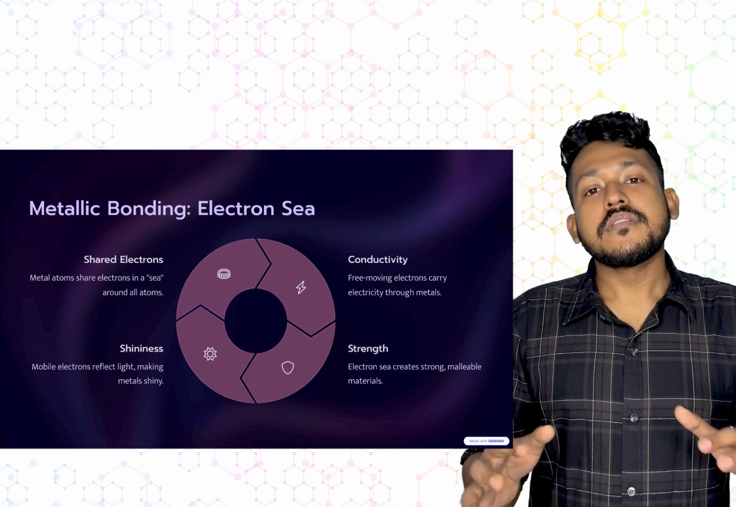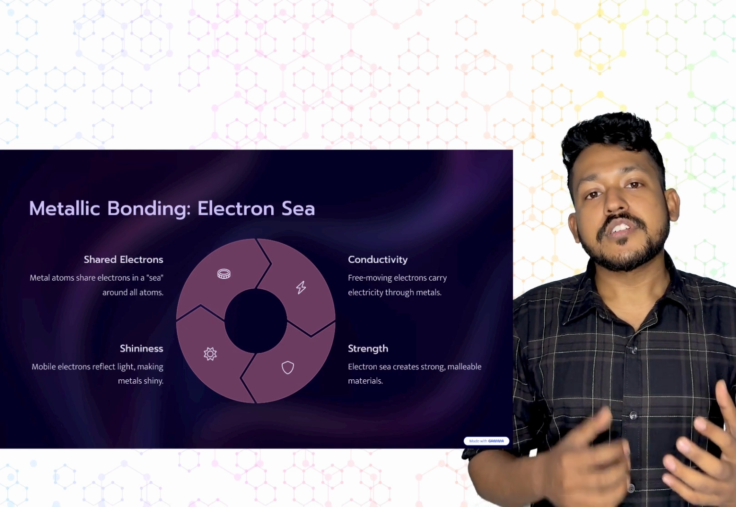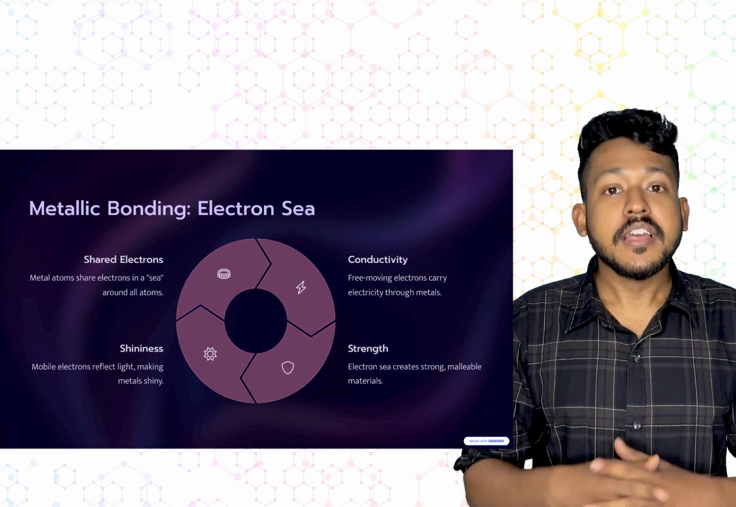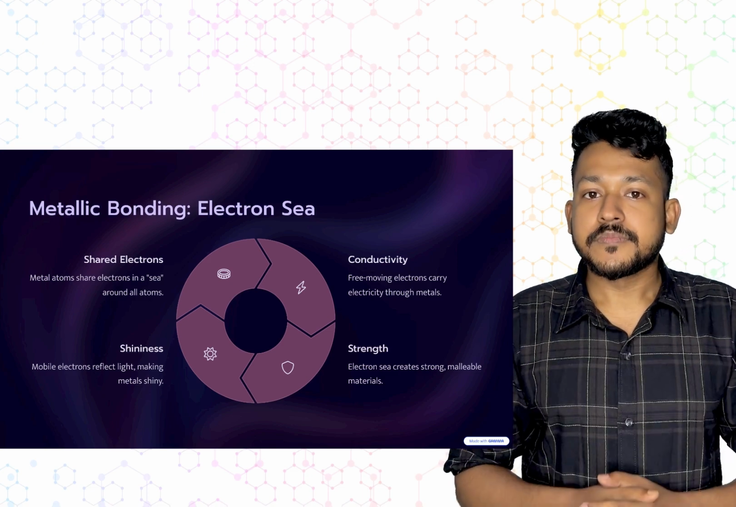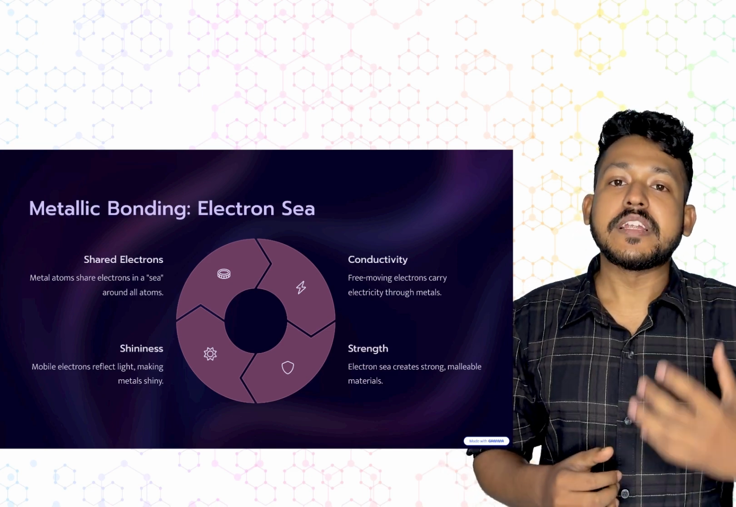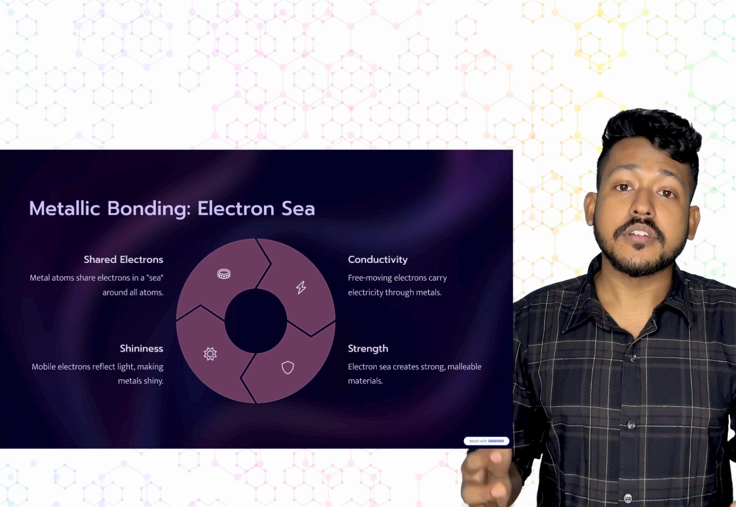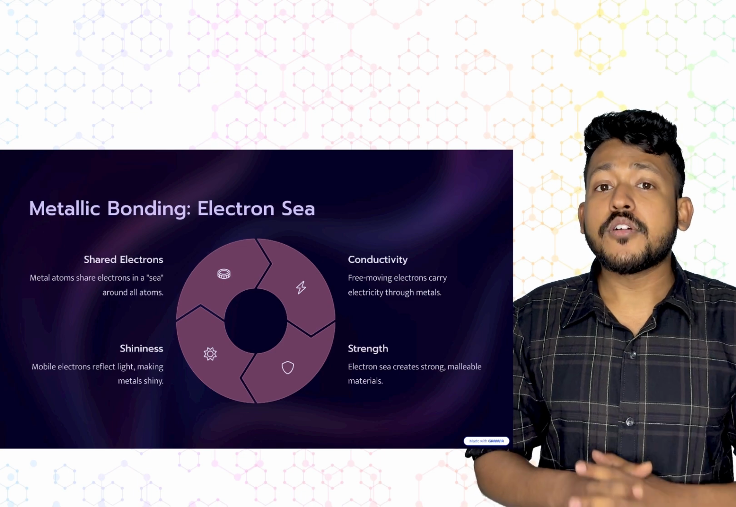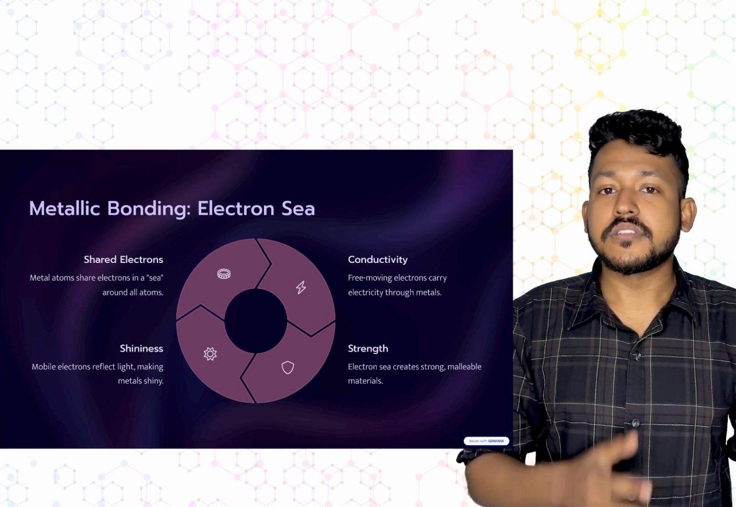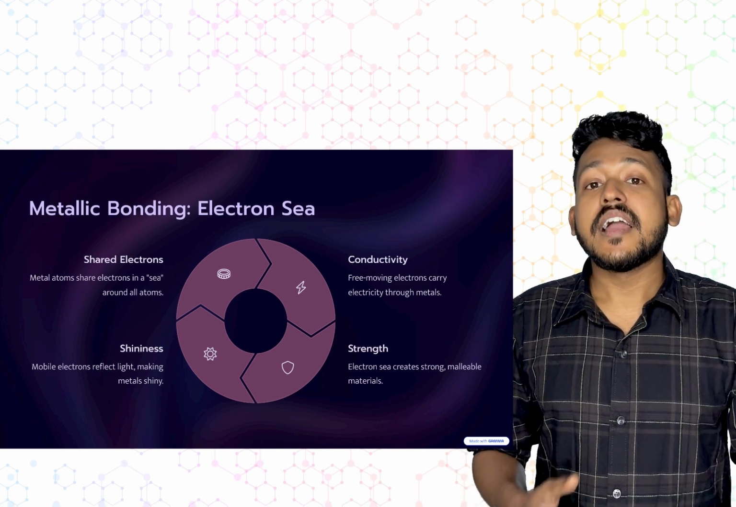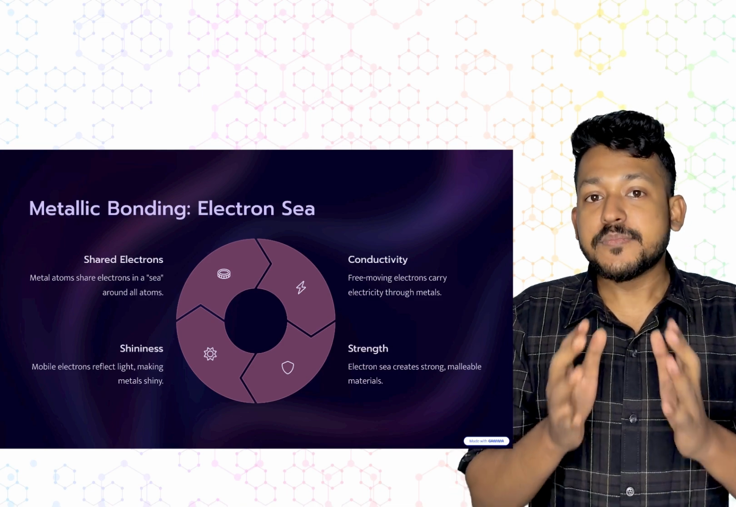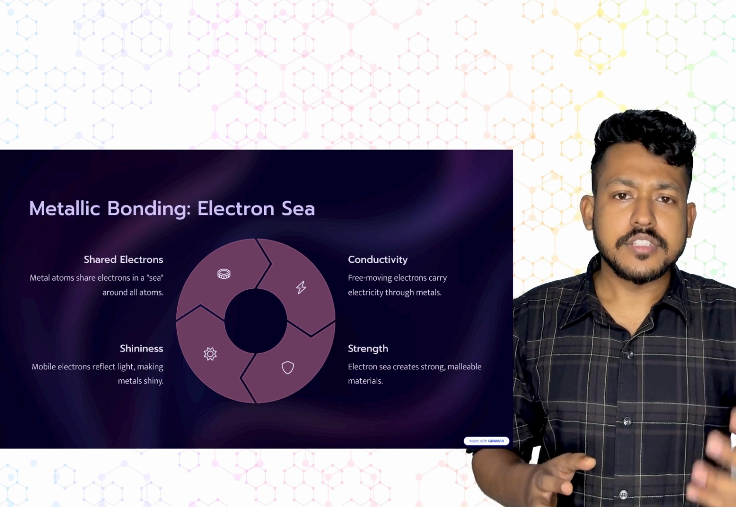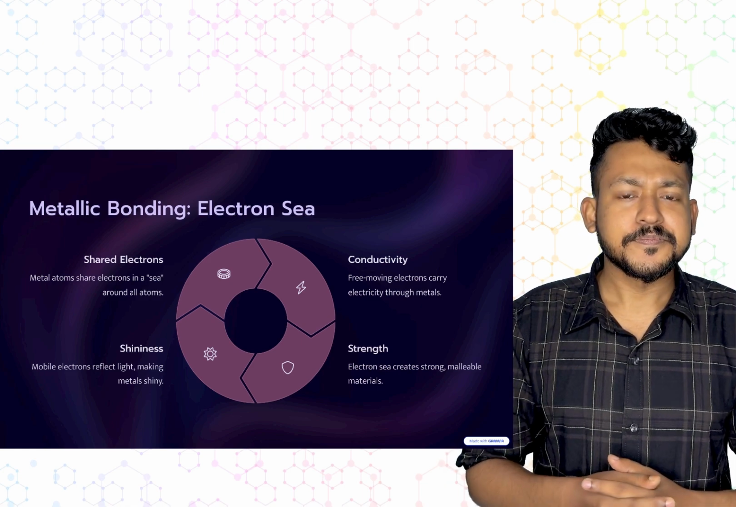Now let's compare these three bonds. Ionic bonds form between a metal and a non-metal, like sodium chloride and potassium chloride, creating crystals that dissolve in water. Covalent bonds form between non-metals like in water, creating molecules that can be gases, liquids, or solids. Metallic bonds happen between metals like copper and gold, making them shiny and conductive. Each bond gives compounds different properties, which is why salt dissolves but metal doesn't.